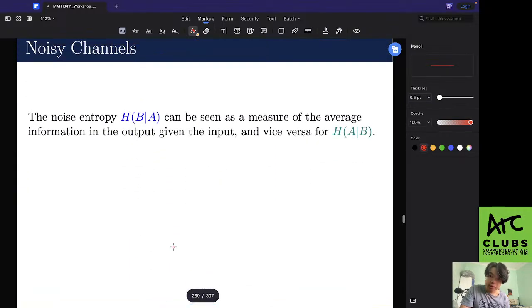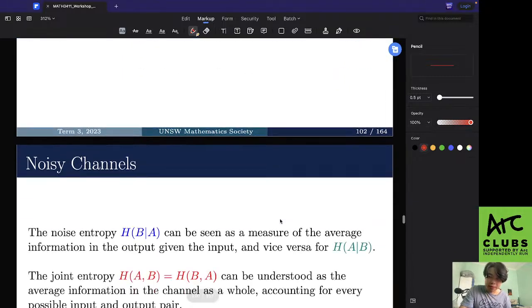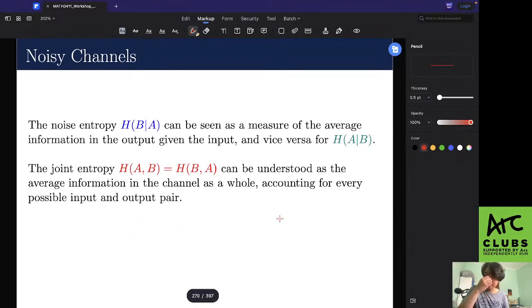So the first thing we want to know is, what is the entropy of B given A? I've already told you that. It's just the average information of the output given we know the input, and A given B is the same thing. It's just the average information of the input given we know what the output is. So what's the joint entropy? Well, you can think of it like the average information overall in the channel. And it looks at every single pair of input and output that we could possibly have.